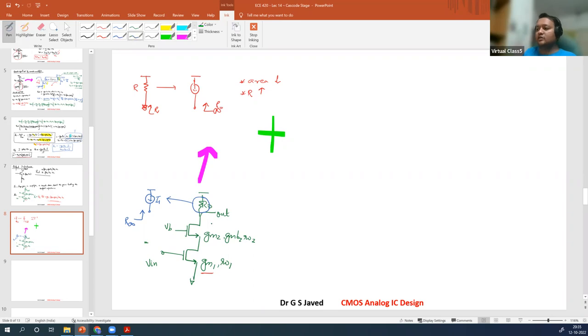And this circuit also effectively has the same Rout. The Rout is given as GMB2 plus GM2 times RO2 times R1. So the Rout does not change by transposing the resistance with a current source. So you will have a maximum signal swing also in this case. Clear? So this is a big design plus.